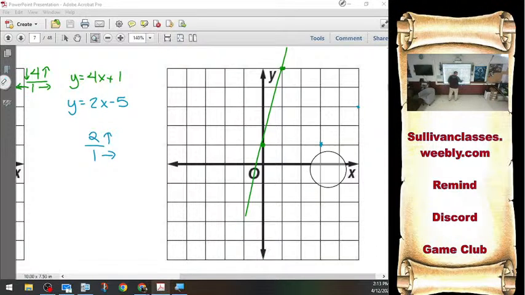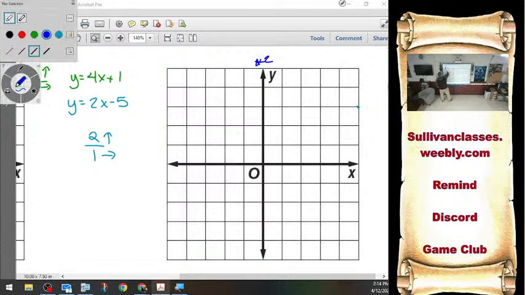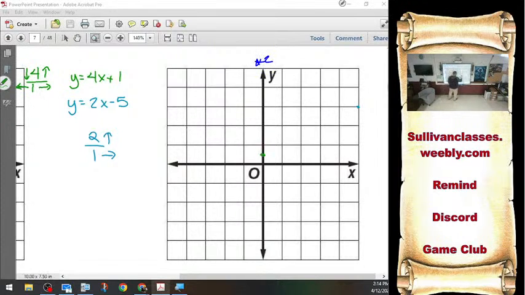So I'm going to have to alter my graph here. I'm going to have to go by 2s. Start at 1. Slope is 4. Up 4 over 1, up 4 over 1, down 4 over 1, down 4 over 1.